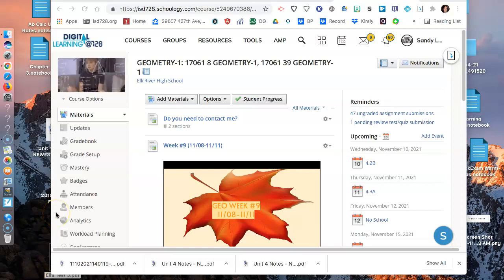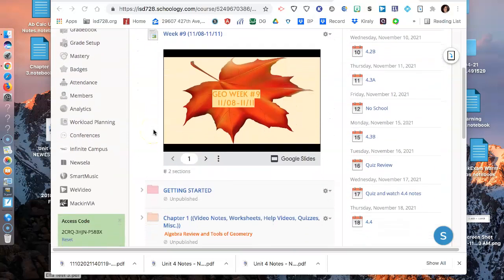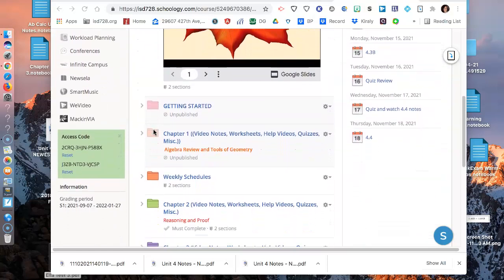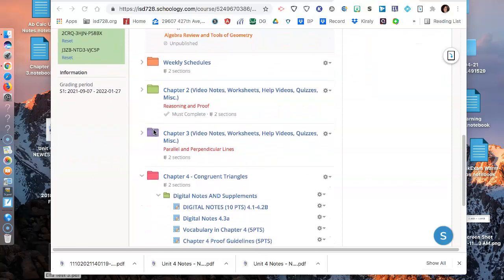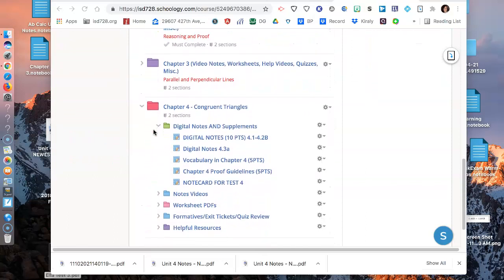Guys, these are going to be the notes for Thursday. I guess it'll be the 11th, and we are going to be in our digital notebook, but I wasn't able to get it all created at the same time. So what you're going to need to do is head into Schoology and go to Digital Notes 4.3a.